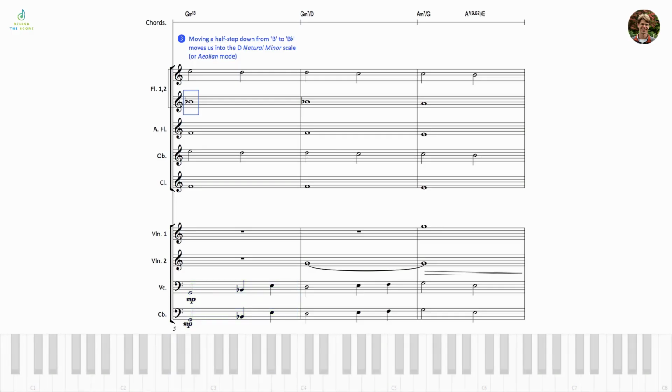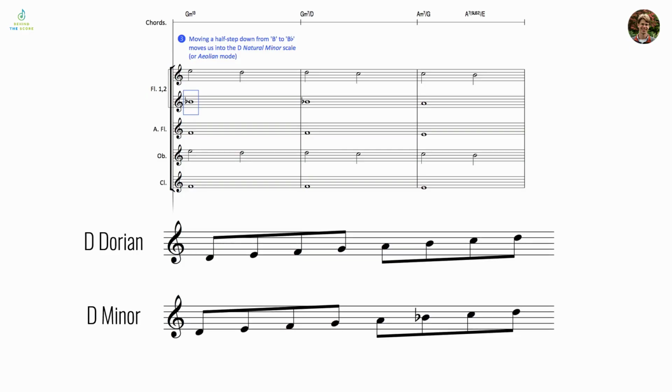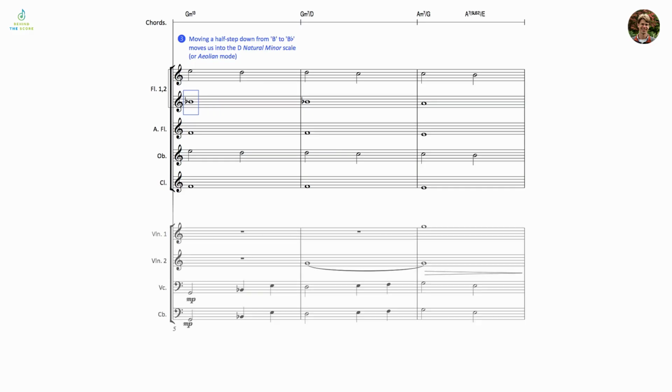If we compare, there's a lot of overlap between the Dorian mode and the natural minor scale. But this note, B flat, is outside of Dorian, so we're borrowing it from the D natural minor scale. Let's keep going for a second.